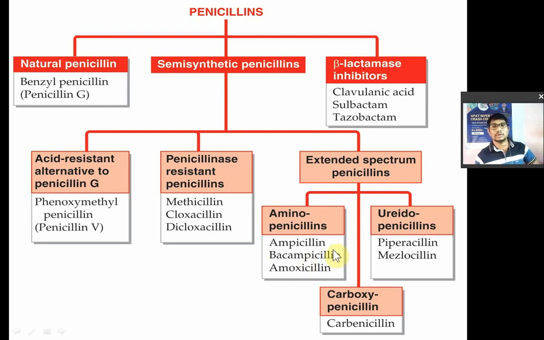Ampicillin causes diarrhea as its adverse effect. Next one is carboxypenicillin. In that you have carbenicillin and ticarcillin, and ureidopenicillin. In that you have piperacillin, mezlocillin, and azlocillin. Now they are known as antipseudomonal penicillins. The extended spectrum penicillins are known as antipseudomonal penicillins.